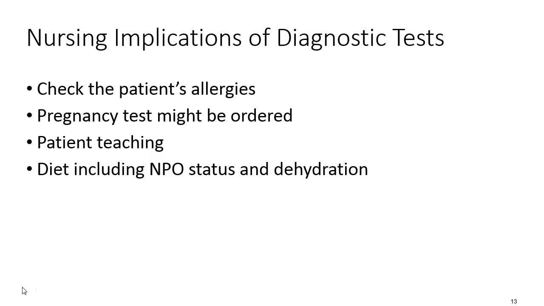As soon as the patient is done with his exam, if he can have food or liquids, make sure you obtain the tray as soon as possible if the patient's no longer NPO, because we want to prevent any problems with dehydration. And of course, we would also be assessing for signs and symptoms of dehydration.